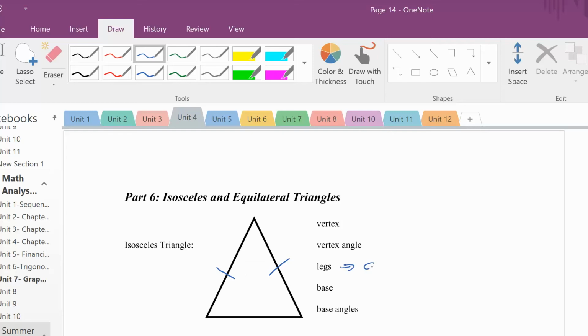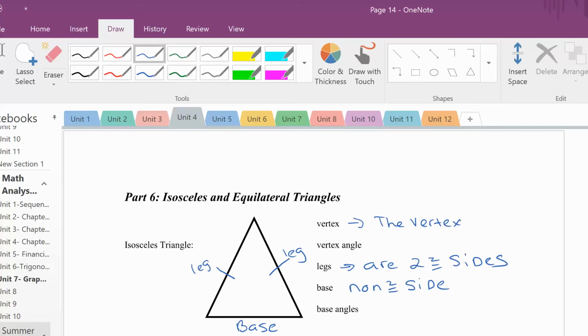The legs are the two congruent sides. The base, that is the non-congruent side. So here you have the legs of the isosceles triangle, and then you have the base. The vertex is the vertex at which the two legs meet. So this would be the vertex of the isosceles triangle because that's where the two legs meet.